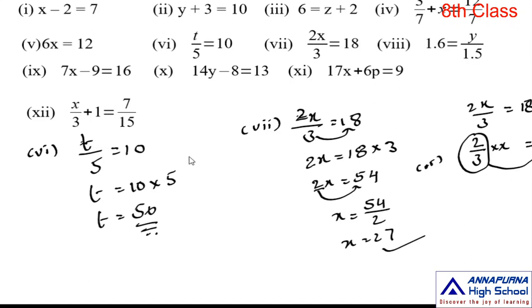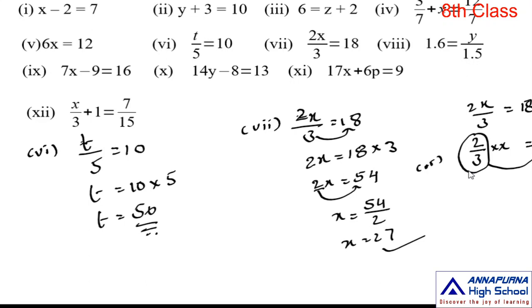Okay, so here we observe where 6x is equal to 12. Not only here, we also observe that 2x is equal to 54. So when you transpose a numerical coefficient to the right side, what do you observe? That numerical coefficient divides the right side part.